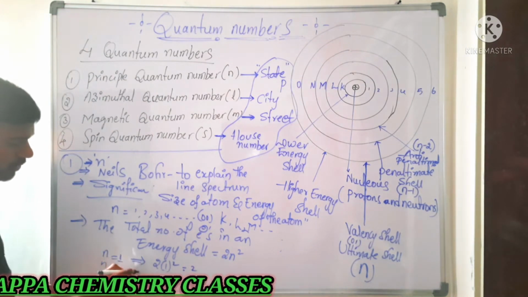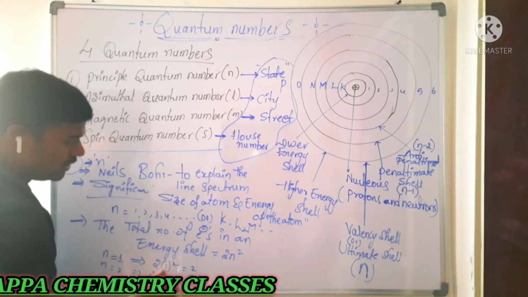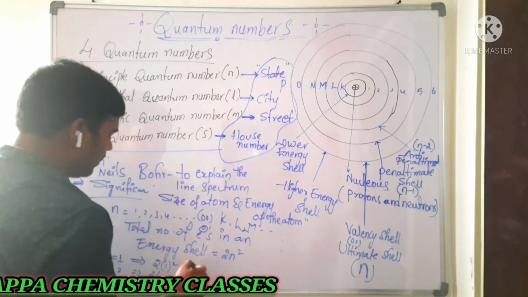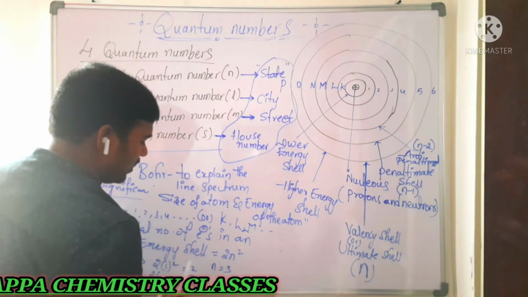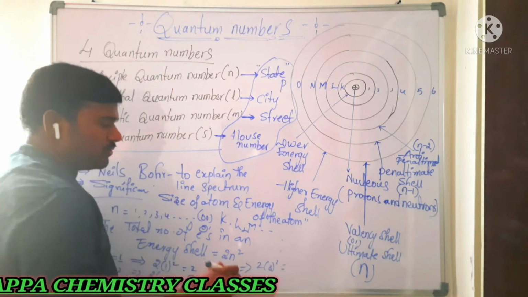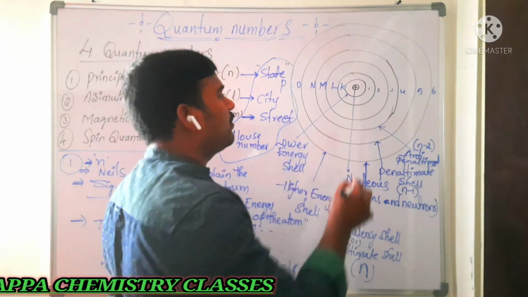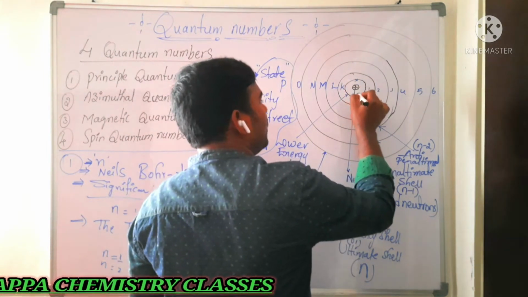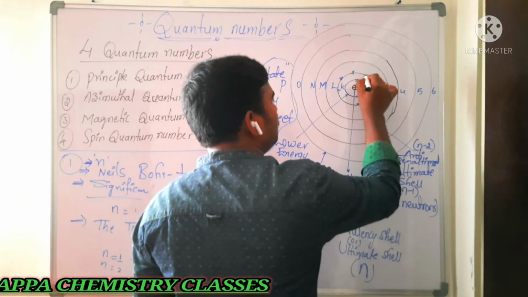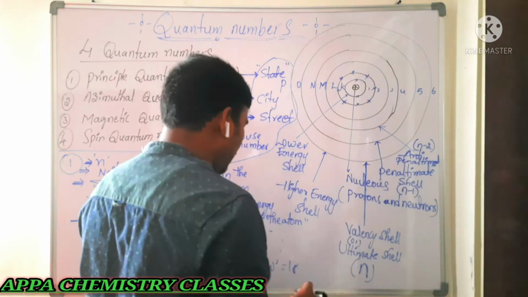If n is equal to 2, then 2 into 2 square. 2 square is 4, 4 2s are 8. So in the second energy cell, maximum 8 electrons can be accommodated. If n is equal to 3, the third energy cell, that is 2 into 3 square, 3 square is 9, 9 2s are 18. So in the first energy cell only 2 electrons, in the second energy cell a total of 8 electrons, and in the third energy cell a total of 18 electrons can be accommodated.